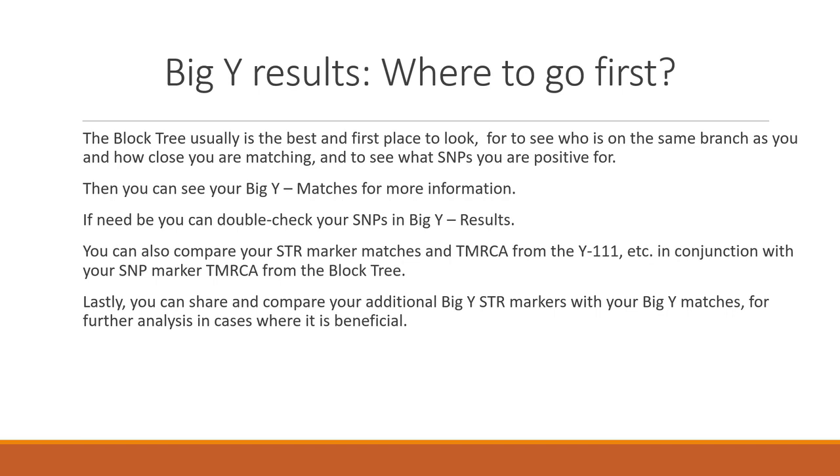And then you can also compare your Y-STR marker matches from the lower level, like the Y111, to compare that time to most recent common ancestor estimate to that of the Big Y. If you have to pick between the two, I go with the time to most recent common ancestor from the SNP markers, but that doesn't mean that comparing them is not useful. And then lastly, you can share and compare your additional Big Y STR markers with your Big Y matches if you wish to do so for further analysis.